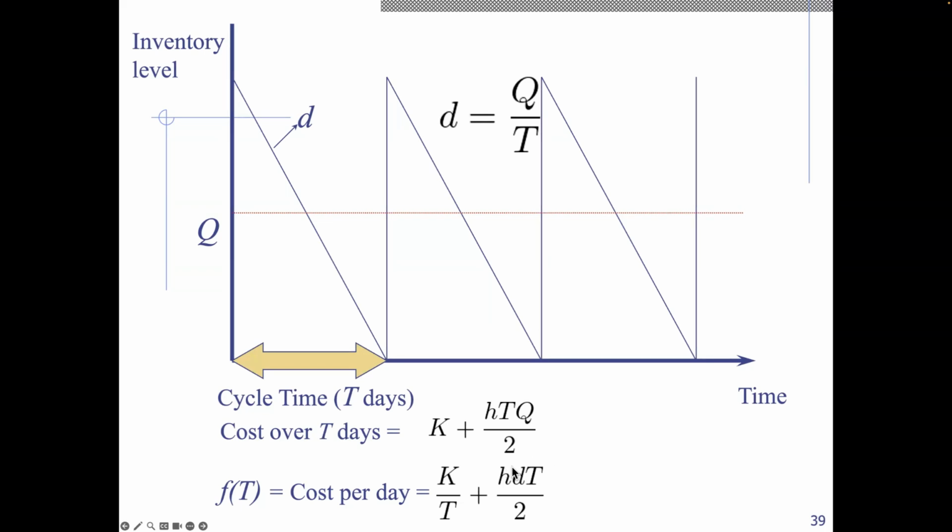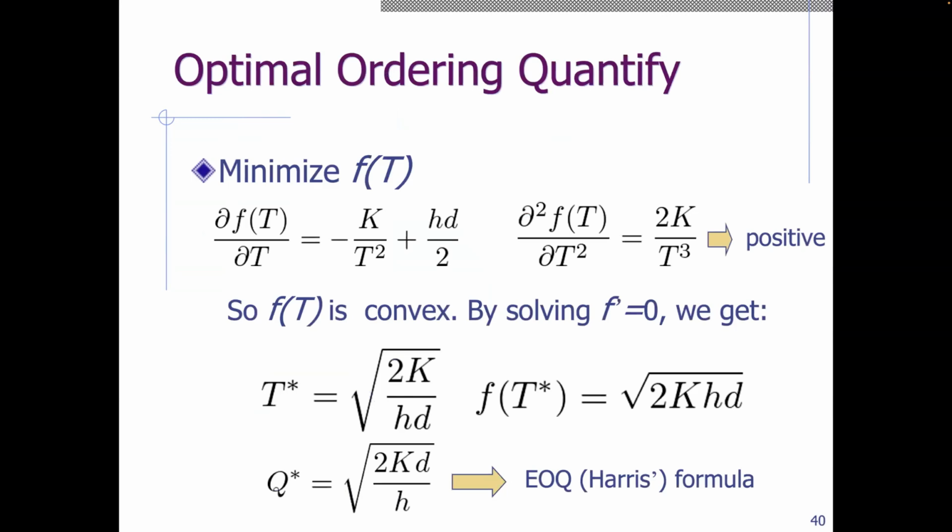Since D equals Q/T, the average cost per unit time becomes K/T plus HDT/2. Since we'd like to minimize F(T), we compute the derivative of F and also the second-order derivative. This is the first-order derivative.